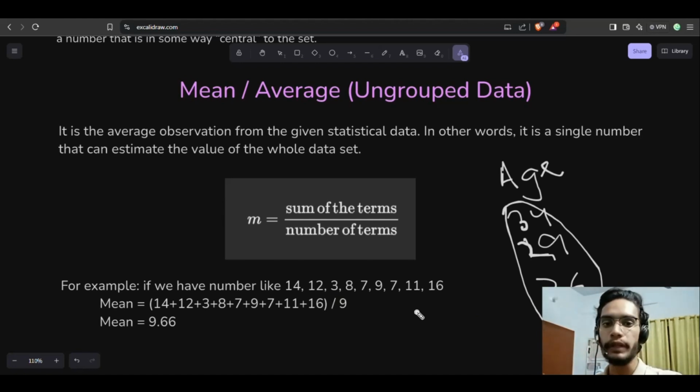And it is for the ungrouped data. This is the ungrouped data. It is a little bit different for grouped data. We'll see that in the future. But for right now, we are just focusing on the mean for ungrouped data. And this is the explanation. I hope you understand this.